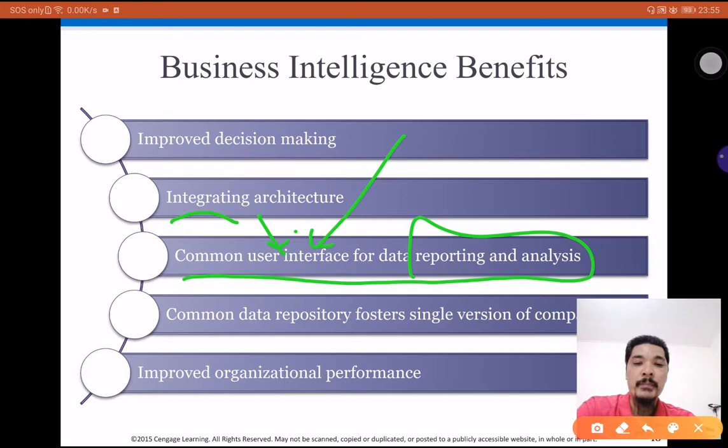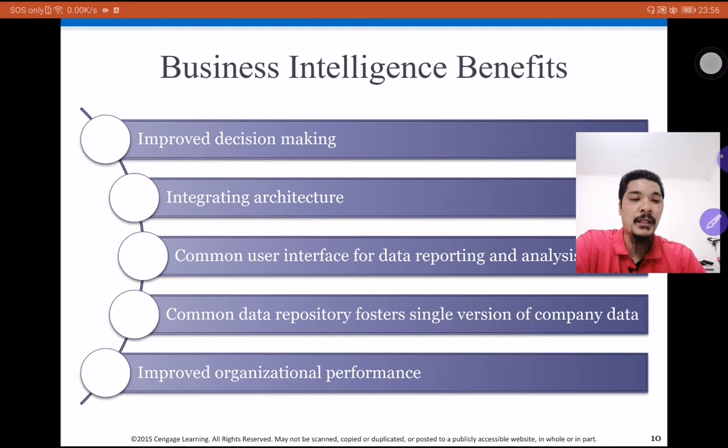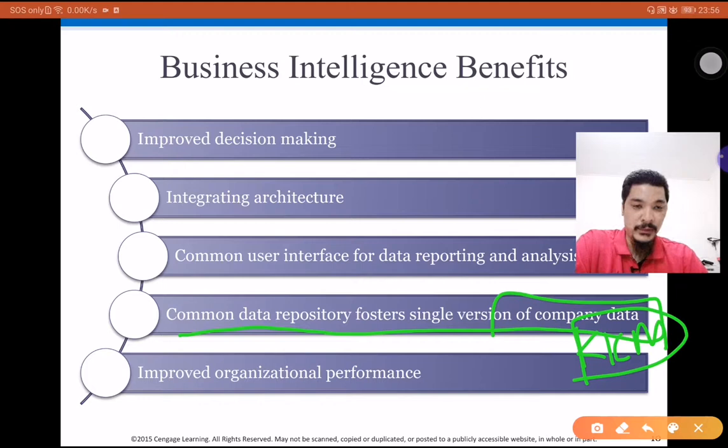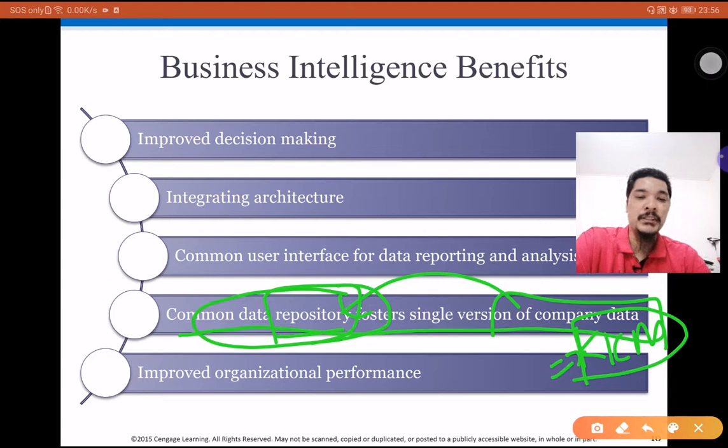Okay, number four is common data repository foster single version of company data. So that's why sekarang ni yang bercakap selalunya adalah KKM, Kementerian Kesihatan Malaysia. Okay, not PM. So PM only announces very important issues and very important announcements. But for presenting the data for COVID-19, it is actually done by KKM. Okay, because they have all the repository, the common data in the repository. Repository ni tempat simpanan. So kita ada database kita sendiri.